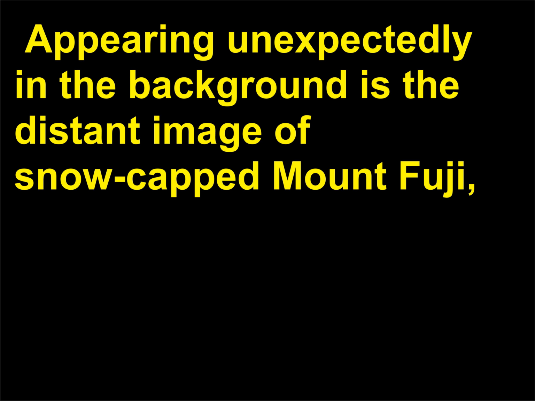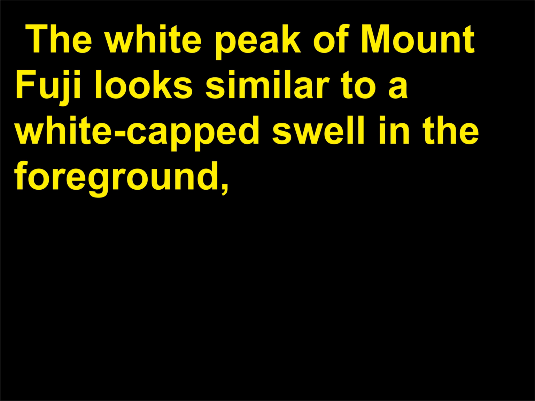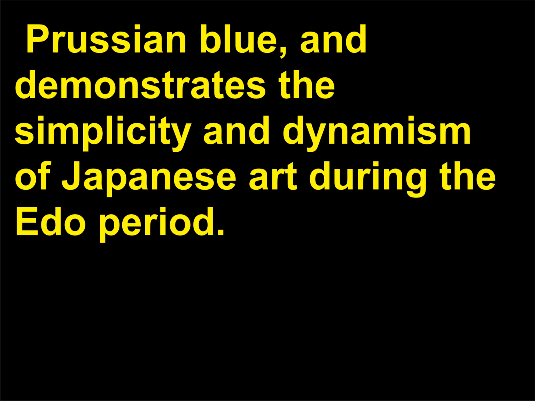Appearing unexpectedly in the background is the distant image of snow-capped Mount Fuji, which lies low along the horizon line. The white peak of Mount Fuji looks similar to a white-capped swell in the foreground, making the formidable mountain appear as temporary as an ocean wave. The Great Wave is an example of Hokusai's use of the European color, Prussian blue, and demonstrates the simplicity and dynamism of Japanese art during the Edo period.